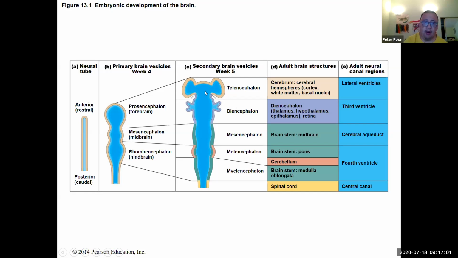The next important thing to notice about this picture is the blue stuff. It's actually fluid. There's fluid inside your central nervous system, and it's called cerebrospinal fluid. So these are the brain structures, and we'll go over all of these in a second. And these are the ventricles that supply fluid, the blue stuff.